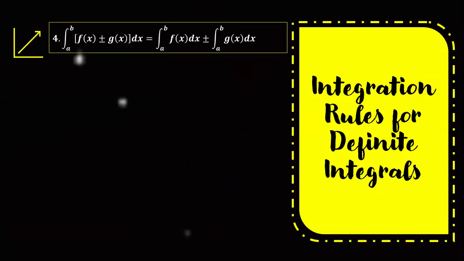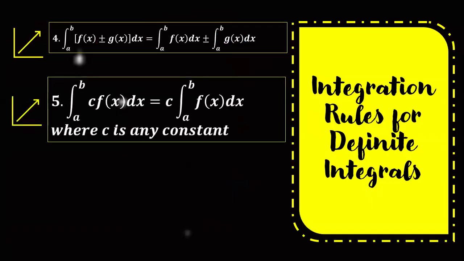Now this is the sum and difference theorem. If this is plus, then that becomes plus, and if this is minus, then this should be minus. Number 5 seems to be like the constant multiple theorem. The c value always comes in front of the integral sign.